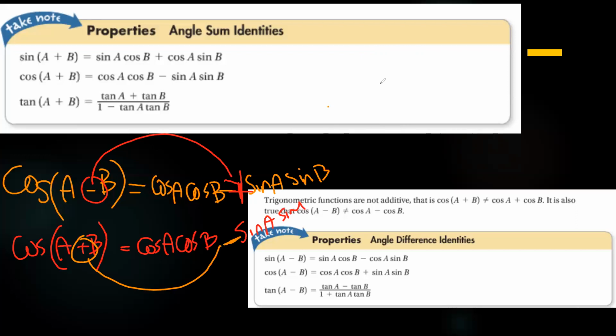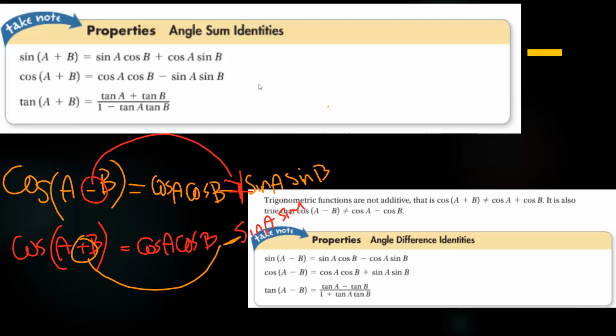For the sine and tan, you keep the sign as it is. But for the cosine, you have to flip it, or you have to write its opposite. So you have the same things, but sine and tan keep the same sign. For the cosine, change it.